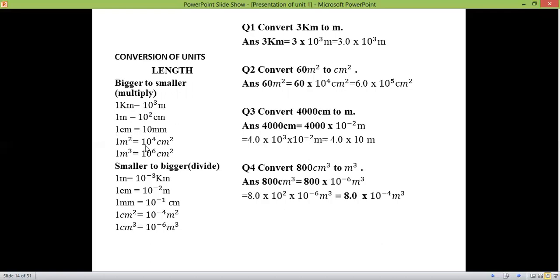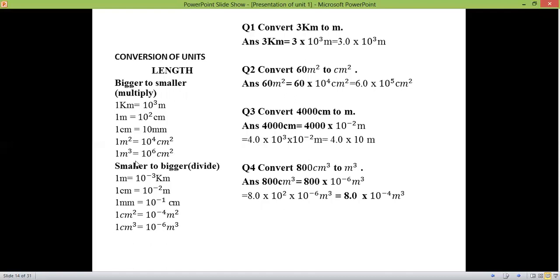1 meter square is equal to 10 to the power 4 centimeter square. How have we derived this relation? Actually, meter square is the unit of area. So in order to derive it, this relation has been squared. Square of 1 is 1, square of meter is meter square, square of 10 to the power 2 is 10 to the power 4, square of centimeter is centimeter square.